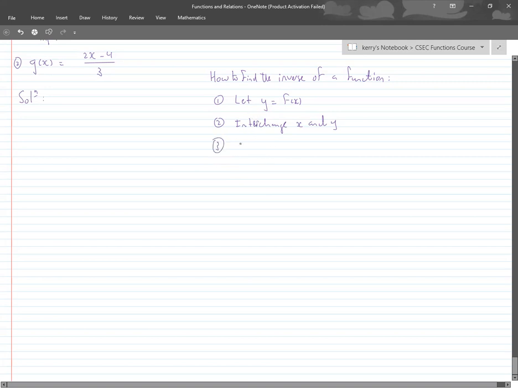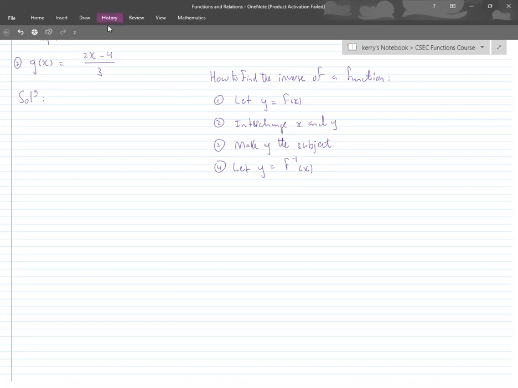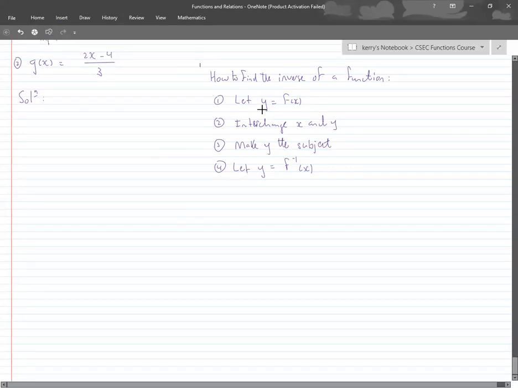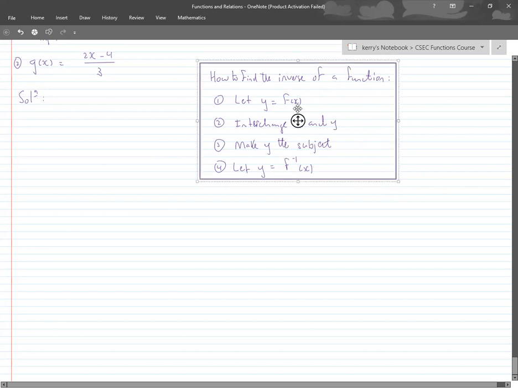Number 3 now is make y the subject of the equation. That means solve for y or get y by itself. And step 4 now is let y be equal to f inverse of x. If it was g, let it be equal to g inverse of x. If the name of the function is h, let it be h inverse of x. And these are your steps on how to find the inverse of a function. All right, so keep this close to you.